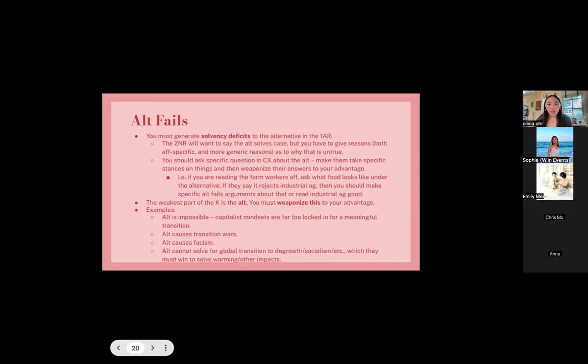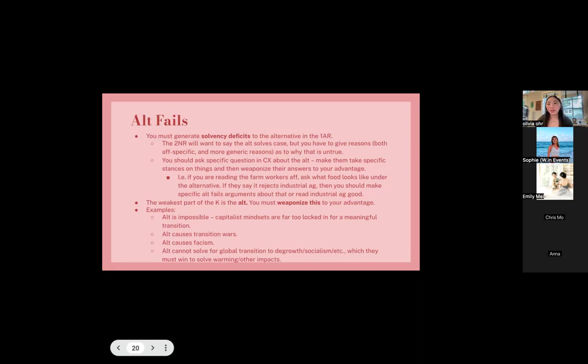So the weakest part of the K is the alt. You must weaponize this to your advantage. So you should frame it like this, they must win the alt. I kind of said that above, but you should say, even if you think that capitalism is terminally unsustainable and the AFF is super duper capitalist, that does not matter because in order for the link arguments and the impacts to have uniqueness, all of these are premised on the alternative. So it means that the K just becomes a non-unique disad, so not really a reason to reject the affirmative.